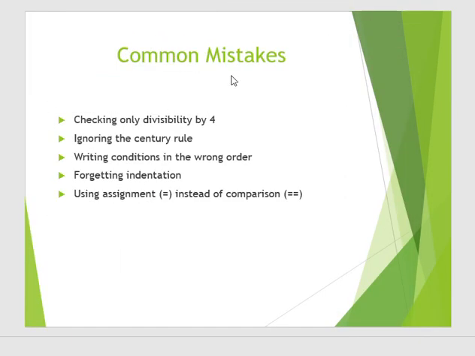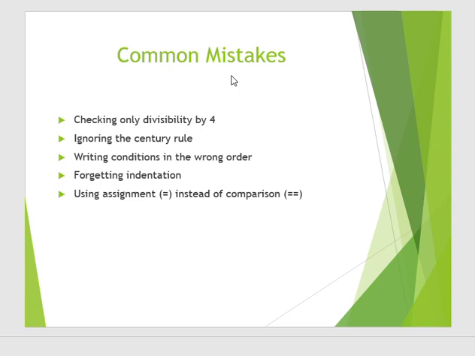Now there are some common mistakes which students make. Checking only divisibility by 4: you check only by 4, not by 400 and not by 100. Ignoring the century rule. So what is the century rule? Checking for 100 and 400 also. Wrong conditions in wrong order: if you put the conditions in a different order, then also it is not going to give you the right answer. Forgetting indentation. In Python, indentation plays an important role. If you ignore that also, you are having mistakes in the coding.